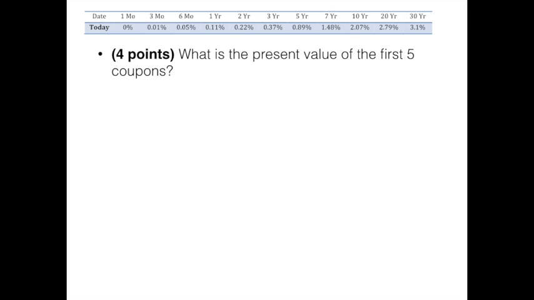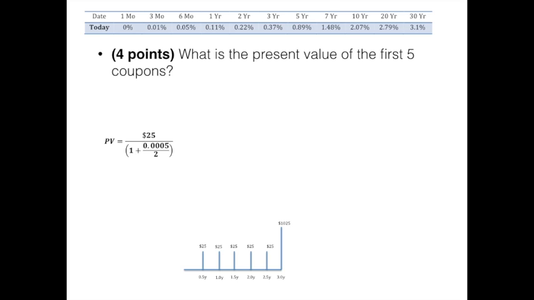Okay, what is the present value of the first 5 coupons? So the first 5 coupons are $25 every 6 months, and we need to calculate their present value. The present value of the first coupon will be $25 discounted. Since it matures in 6 months, we have to use the 6-month rate. What is the 6-month rate? In this table, the 6-month rate is 0.05%.